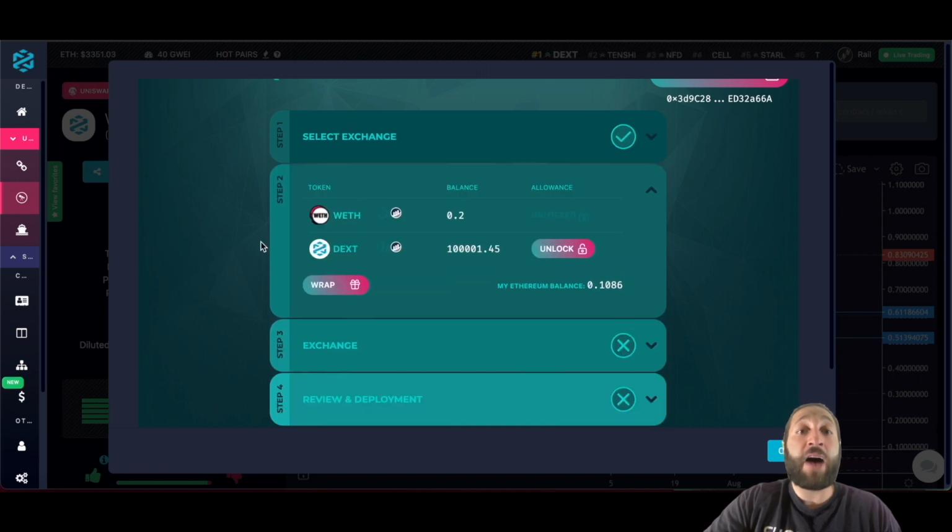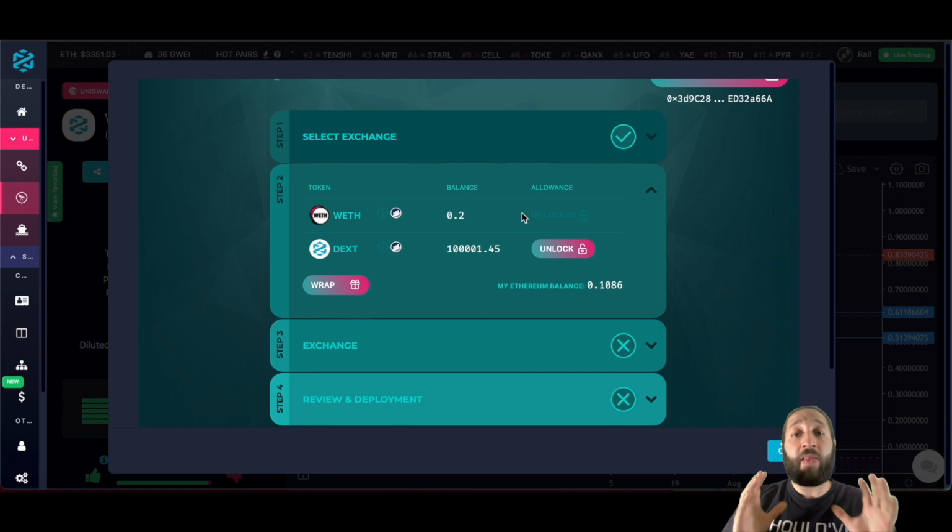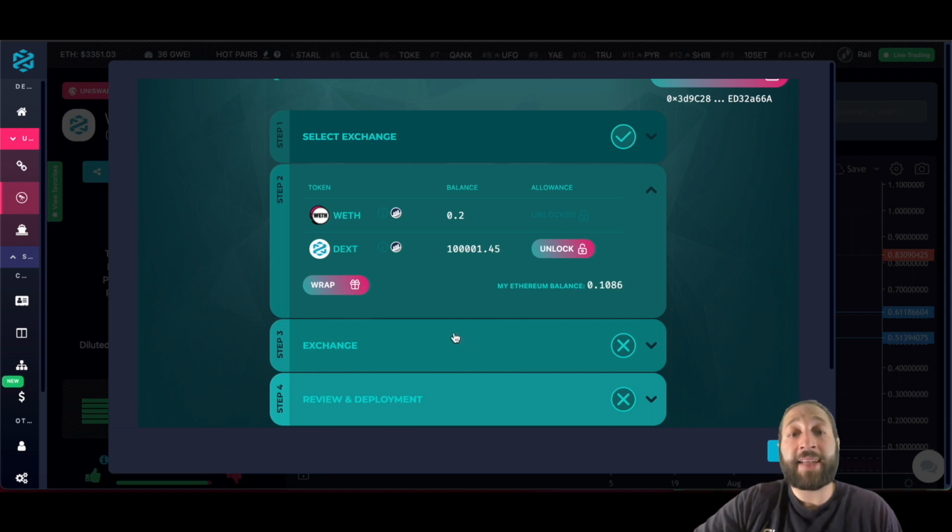And this is the allowances and spending of your token. So wrapped Ethereum is already unlocked and I've already allowed and gave permission to spend my wrapped Ethereum, as I use that to trade. For DEXTools, you can see that this is actually still locked and I don't want to give permission to any exchange to use or sell my DEXTools. I want to hold them all. I want to keep them and I want to keep accumulating them. So I'm going to keep that locked and we're going to move on to the next step.